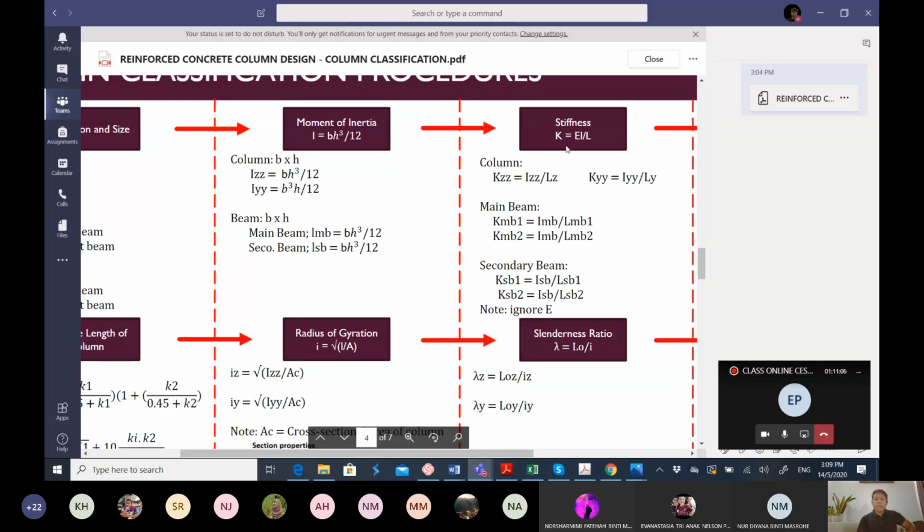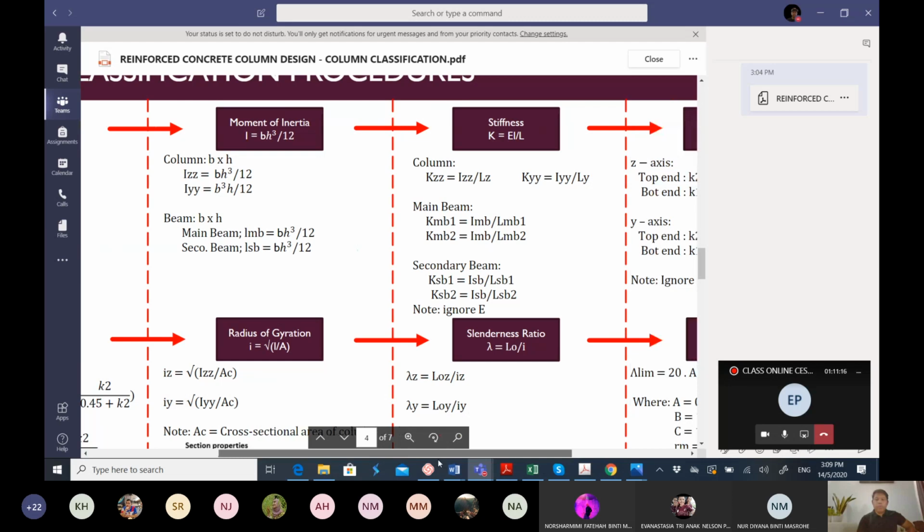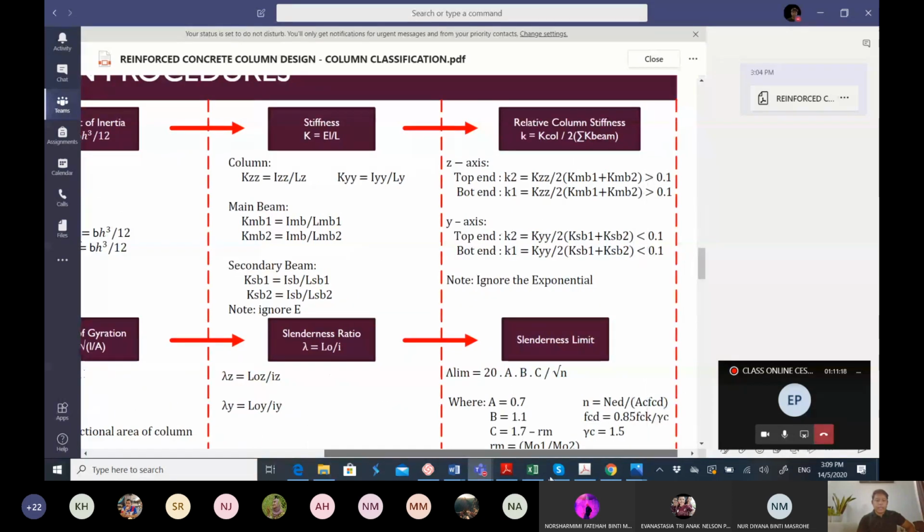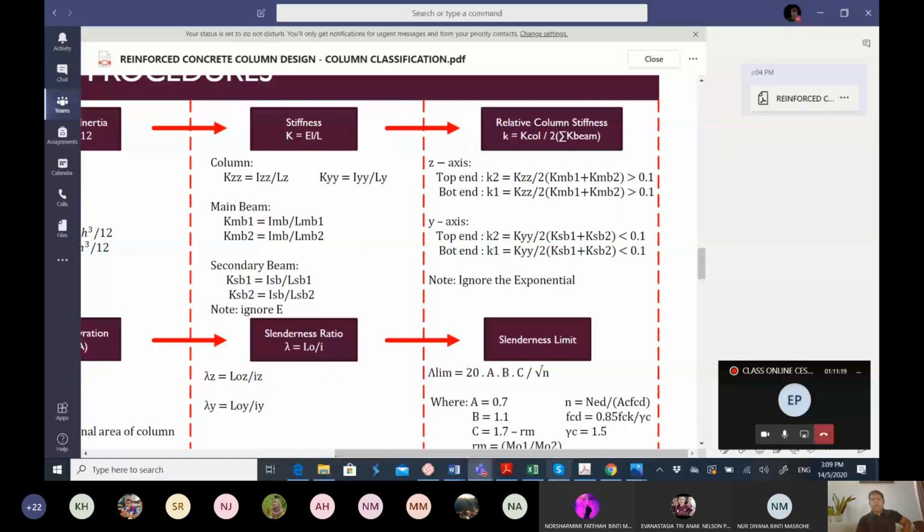Next is the relative column stiffness K, equal to K of the column divided by 2 times the summation of K beam. So we have to calculate both for the Z axis and also Y axis. K1 and K2 normally at the top end and bottom end will have the same value. You have to be careful for the Z axis, it should be bigger than 0.1. It's not equal, but it should be bigger. If it is lesser, you have to use 0.1. So the y-axis should be less than 0.1. So this is the formula, how you are going to calculate your relative column stiffness.